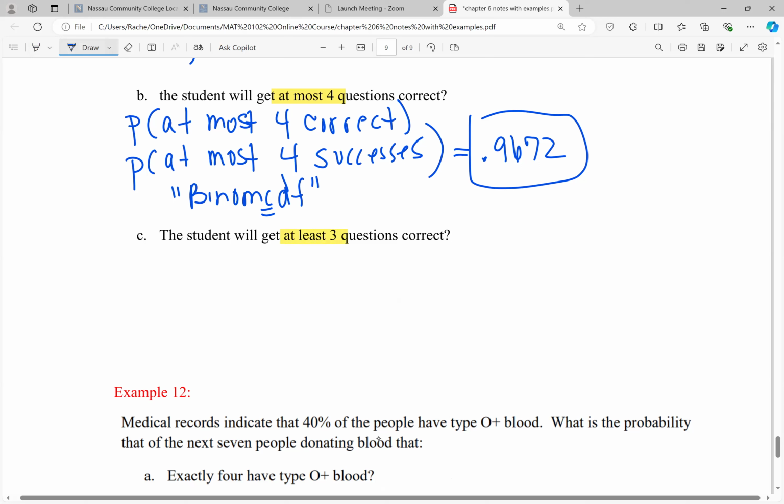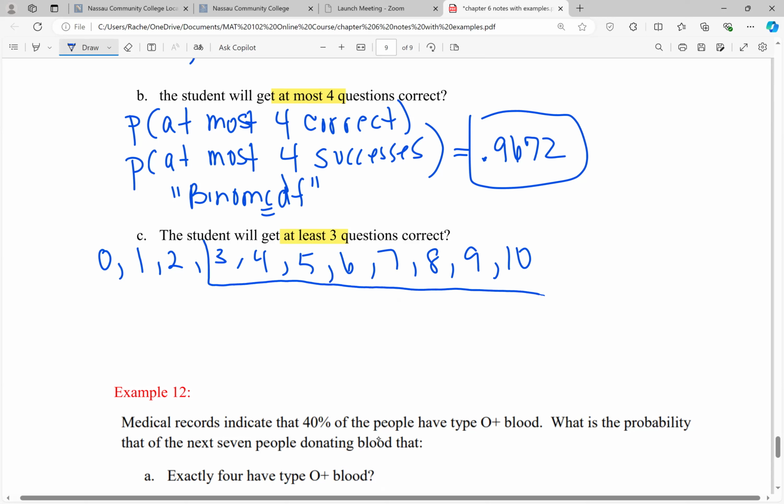And this is what I mean. So it's possible that we could get 0, 1, 2, 3, 4, 5, 6, 7, 8, 9, 10 questions correct, right? Because this is a 10-question test. We're interested in finding the probability that the student will get at least 3 correct. Well, what does at least 3 include? That includes 3 or more, right? At least 3 is 3 or more. So 3, 4, 5, 6, 7, 8, 9, 10, right? This all includes at least 3.